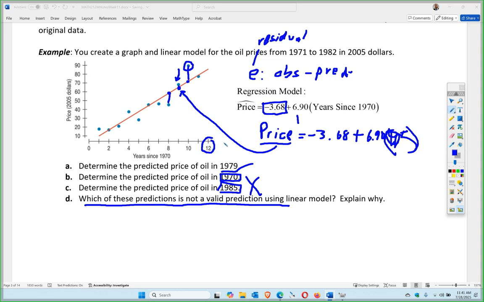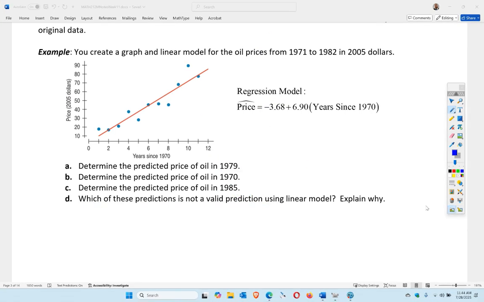So 12 plus 70 is 82. So this is way past the data set. So you're talking about extrapolation at this point. So these are just different variations of extrapolation. This one's a very slight extrapolation. This is a massive extrapolation. So you should not do those.